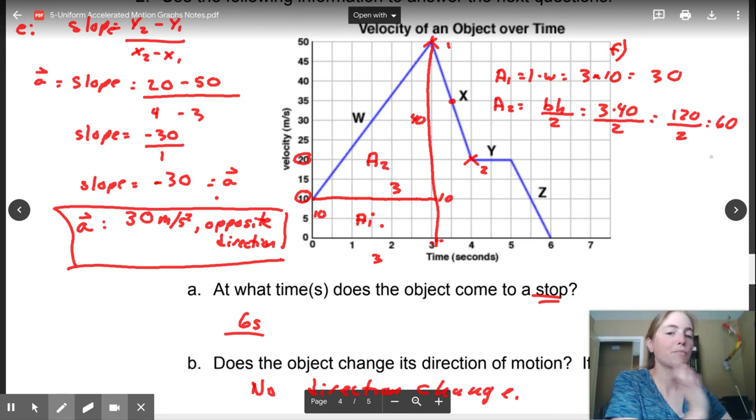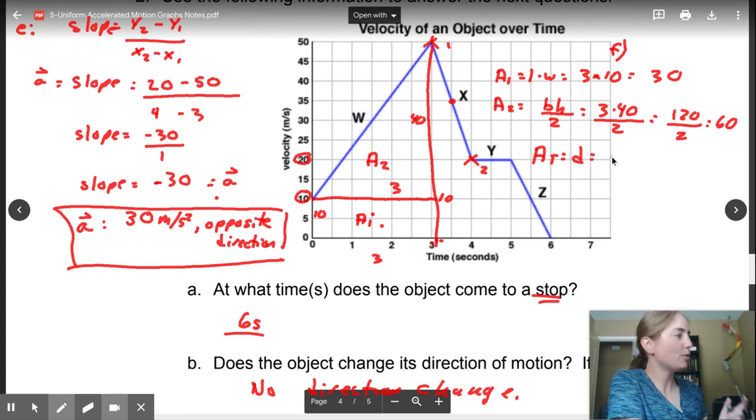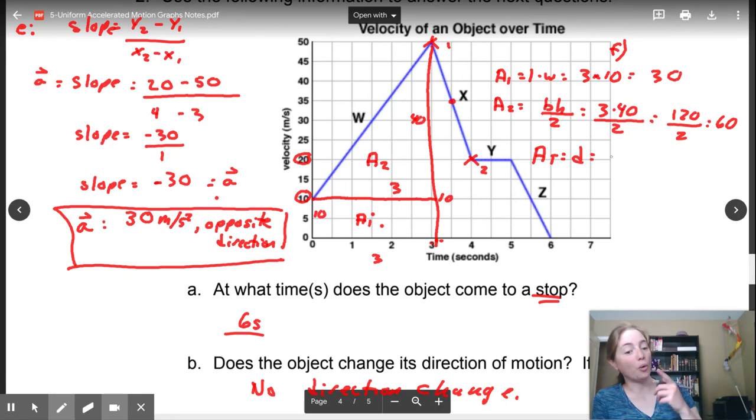Okay, so your area total is going to equal the distance. Now, in the question, I said distance. So, ladies and gentlemen, that says scalar. Do I want direction here? No, I don't. No direction on scalar quantities.